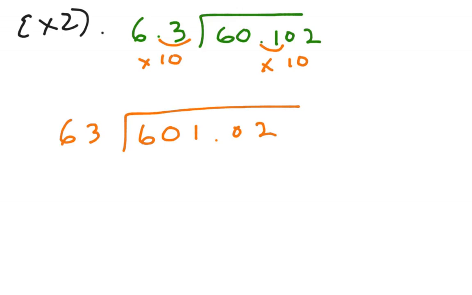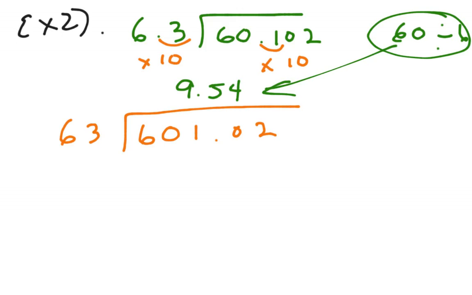And when you divide that whole thing, you get 9.54. And now we're going to check for reasonableness. My original problem was 60 and some decimals, but 60 was the leading digit divided by 6. So that's 10, and 9.54 is close to 10. So I like my answer for checking that for reasonableness. It's about right. Seems reasonable.